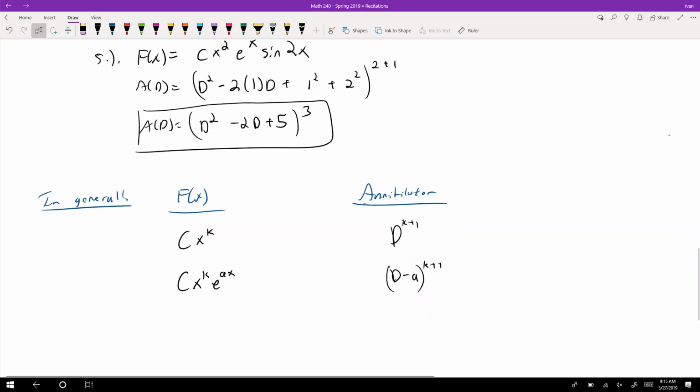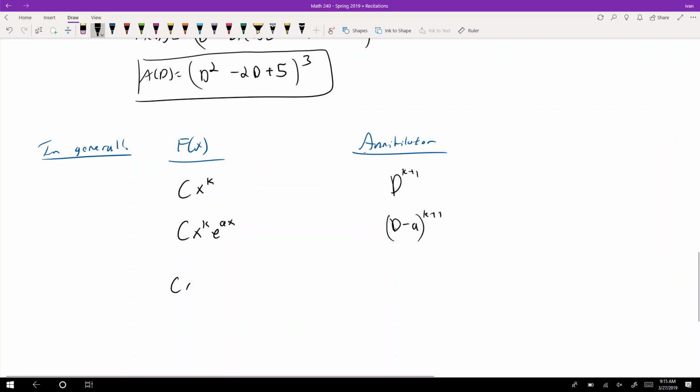Okay, and lastly, we have cx to the k e to the ax cosine bx, or cx to the k e to the ax sine bx. So these two have the same annihilator, all right? And when we looked above, you can see why they had the same annihilator. And what is this? Well, you take care of the e to the ax cosine bx part first, and this was the pattern. D squared minus 2ad plus a squared plus b squared. All right, so that part annihilates the e to the ax sine or cosine bx term.